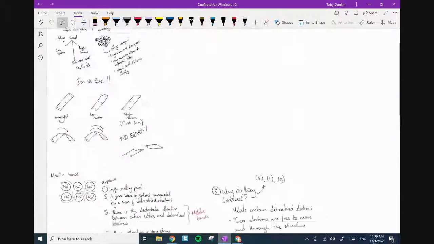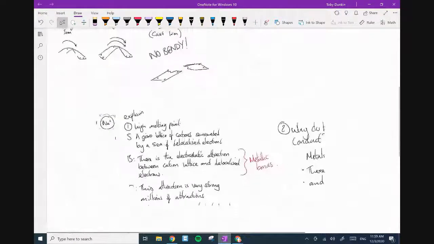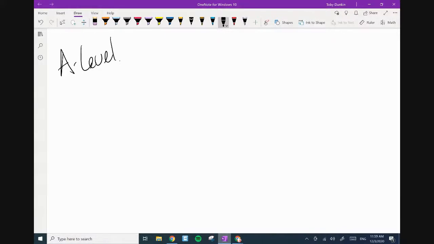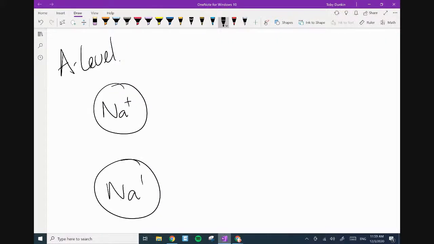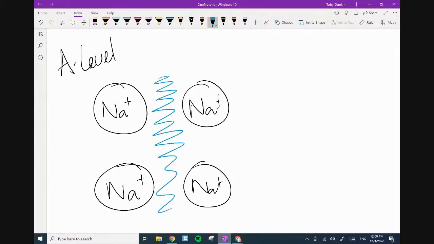So now we actually step into the A-level bit. So the A-level bit is understanding metallic bond strength. It's not a huge leap, really. So we understand that it is the force of attraction between the giant lattice of cations, they're all slightly different sizes, and the sea of delocalized electrons.